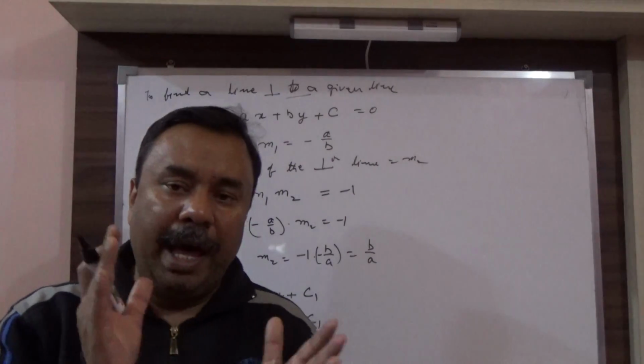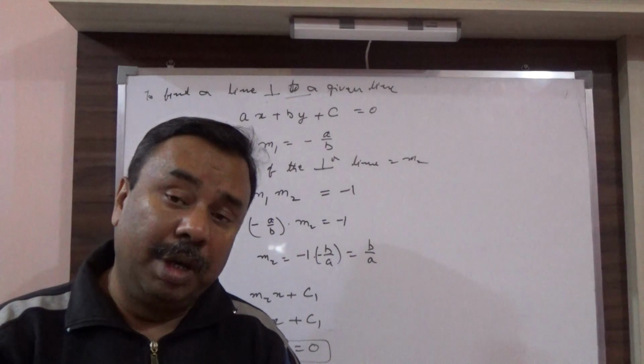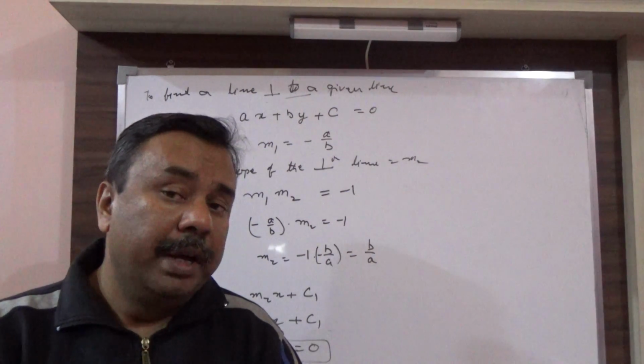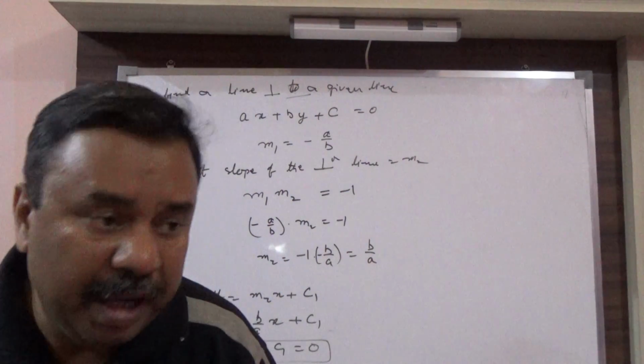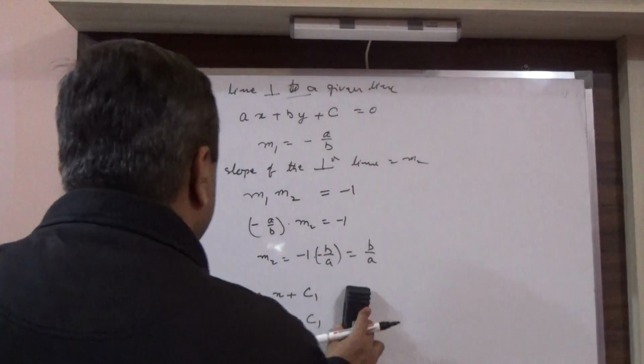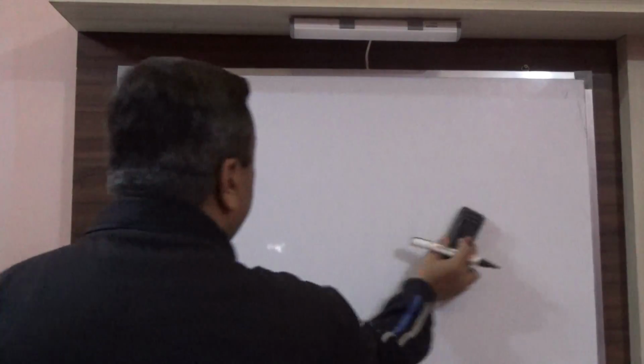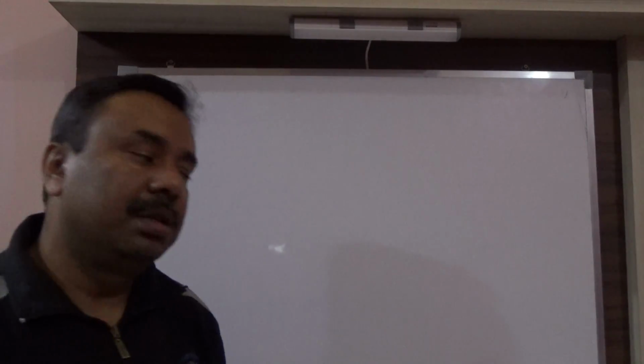In one case, the angle between the two lines was 0. In the other case, the angle between the two lines was 90 degrees. Now, what will it be when there is some other angle? Then you have to find out the angle between the two lines. And from that, I will also show you the conditions for the lines to be parallel or the conditions for the lines to be perpendicular.